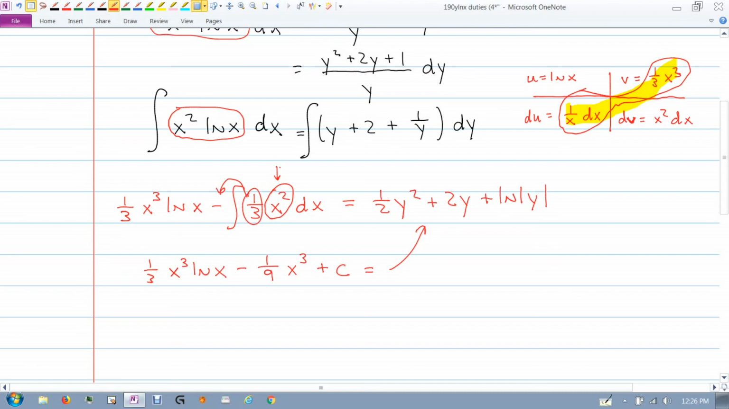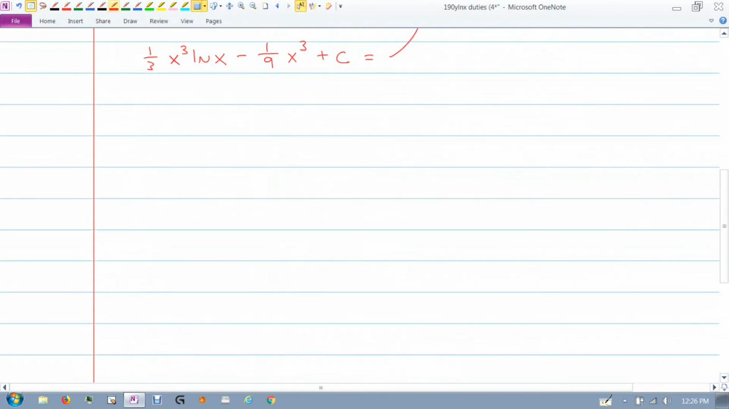Let me just double check this result. Let's see. Looks good. Okay. Number 20. I think I'm getting almost to the halfway point of this assignment. Goodness.